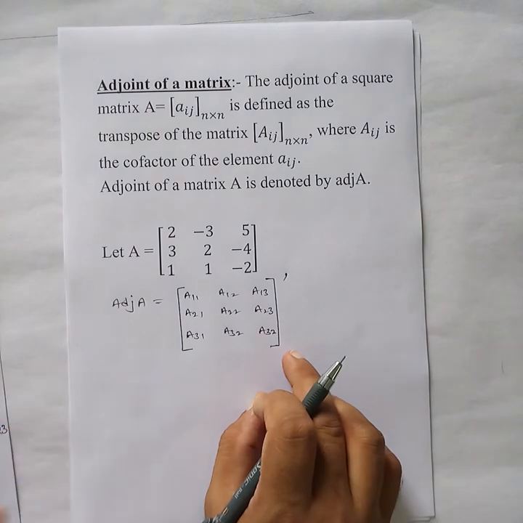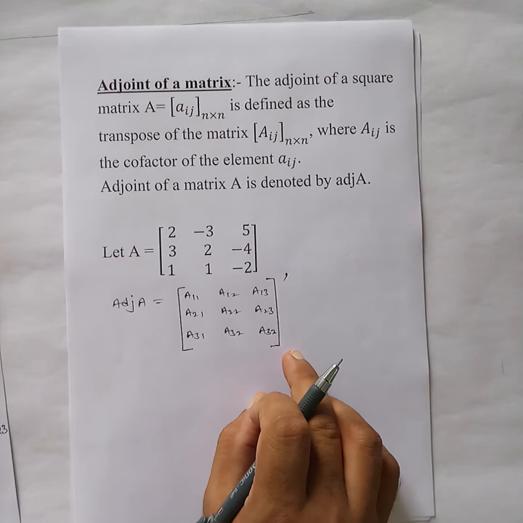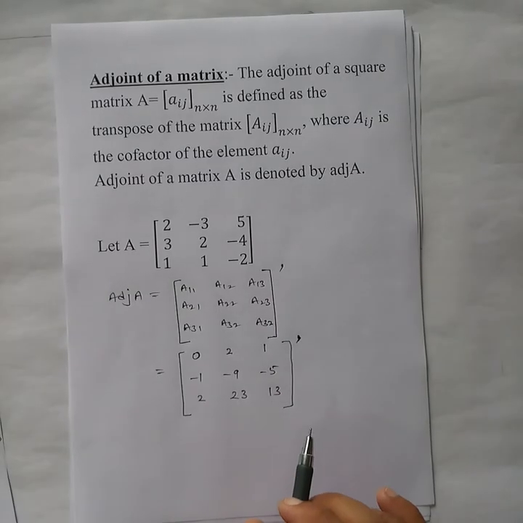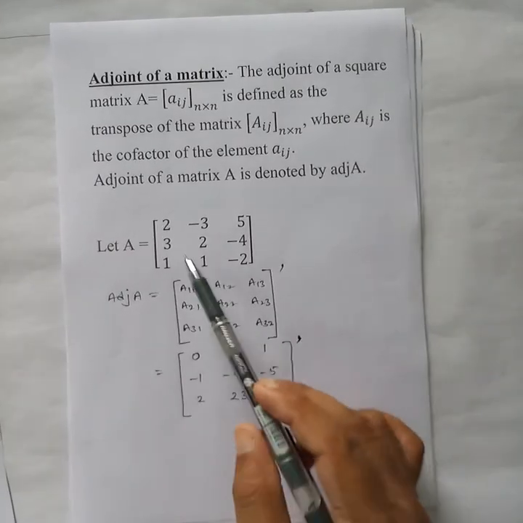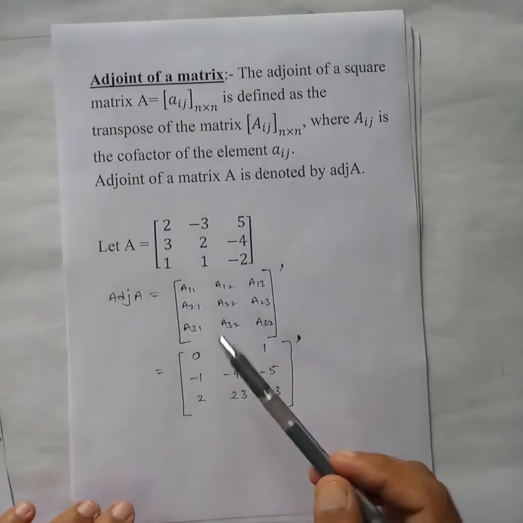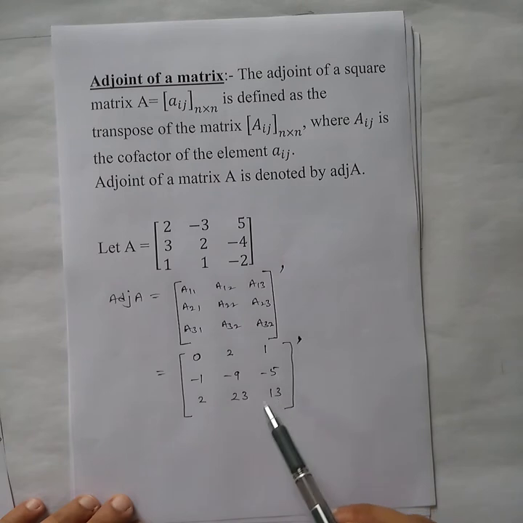So adjoint, what is adjoint? Adjoint is the matrix obtained by taking transpose of matrix of their cofactors. We put the values of cofactors at their respective positions. So we get a matrix 0, 2, 1, minus 1, minus 9, minus 5, 2, 23 and 13.